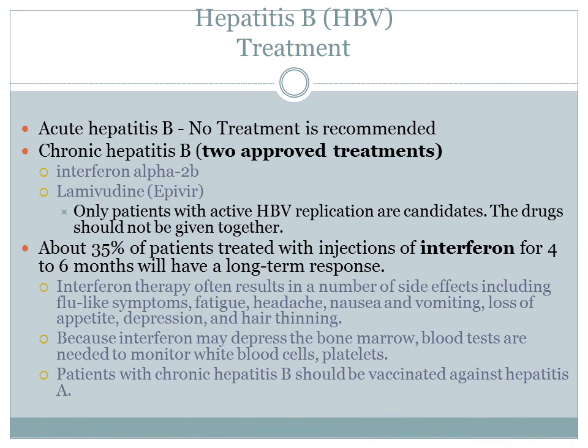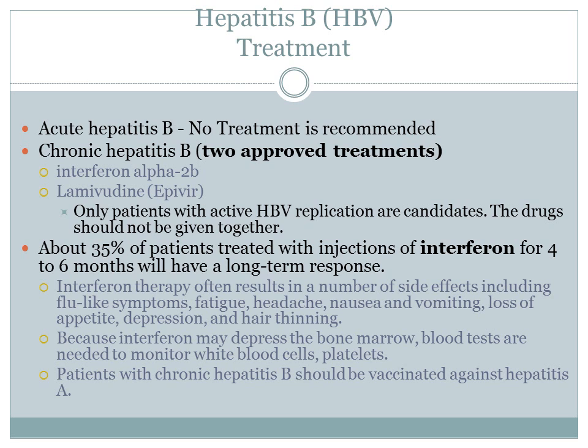If we look at treatment for hepatitis B, we see that there's no treatment for acute hepatitis B. For chronic hepatitis B, there are 2 approved treatments, interferon and the antiviral Epivir. Only patients with active hepatitis B virus are candidates. The drugs usually shouldn't be given together.